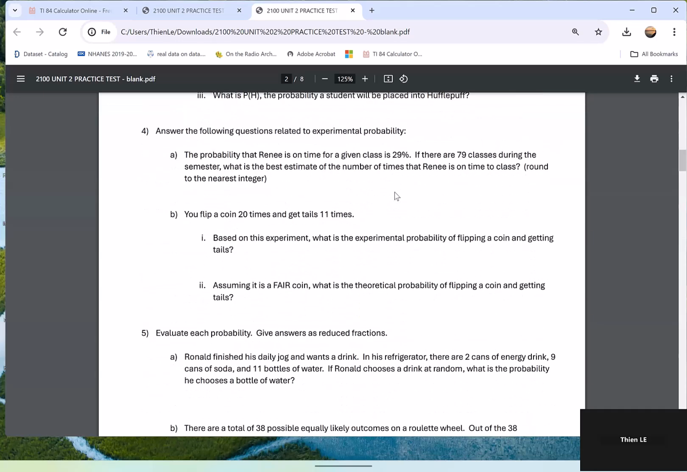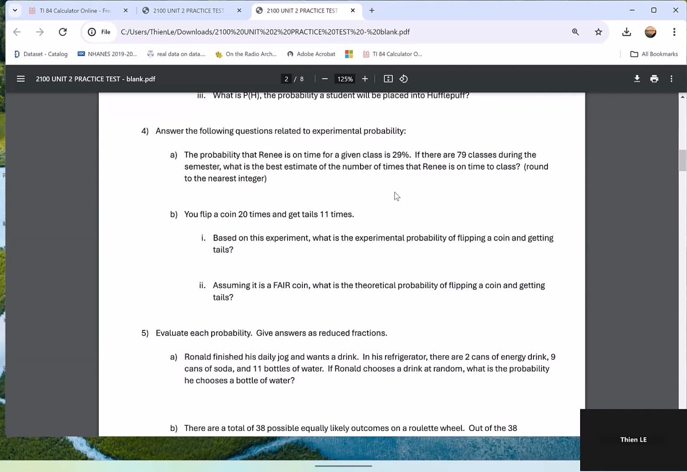Answer the following questions related to experimental probability. The probability that Rennie is on time for a given class is 29%. If there are 79 classes during the semester, what is the best estimate for the number of times Rennie is on time to class? Round to the nearest integer. So again, I just keep saying, just keep 3, okay? So you don't have to think about that too much.